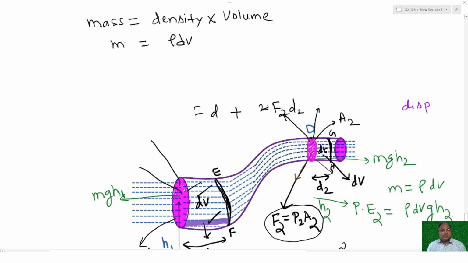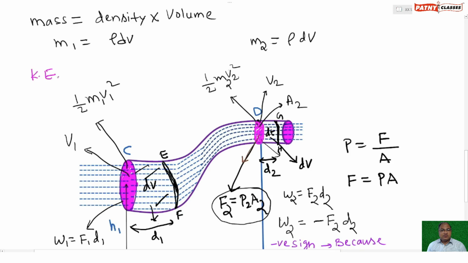Now, how do we find the mass of the fluid flowing in this region in a given time dt? Because we need to find kinetic energy, and the kinetic energy formula is half m v square, we need to find the mass of the liquid. The mass of the liquid is given by density multiplied by volume. Therefore, m equals rho dV. This we can utilize to find the kinetic energy of the liquid. Kinetic energy at the lower end equals half m1, that is half rho dV v1 square, and kinetic energy at the upper end, at region D, is given by half m2, that is half rho dV v2 square.